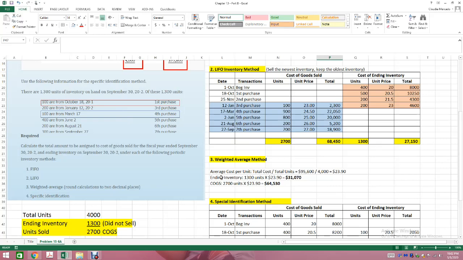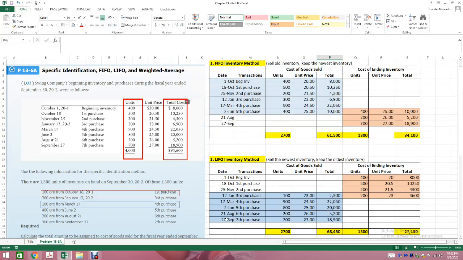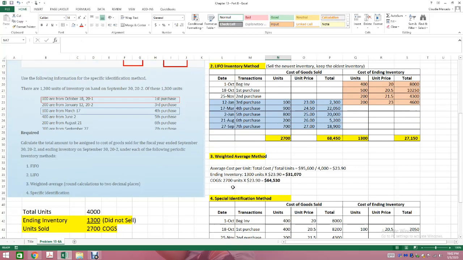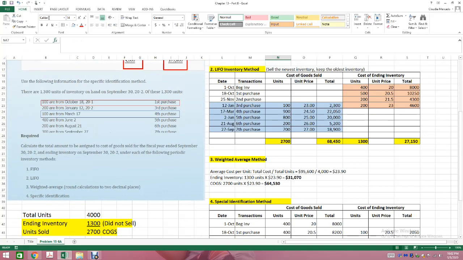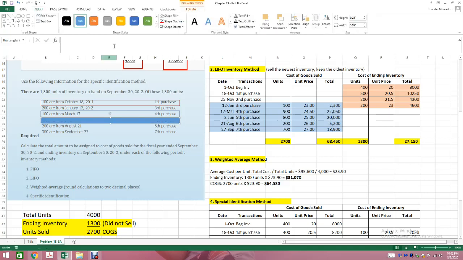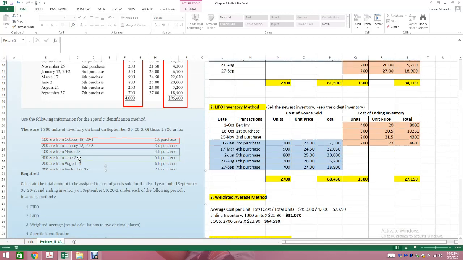Okay, so you're just going to do the same thing for all of them. Let's go on to the next purchase, which is the fifth purchase. That happened on June the 2nd. For the fifth purchase, did we have any we kept? Yeah, we did not sell 400 of them. So let's look at that fifth purchase.